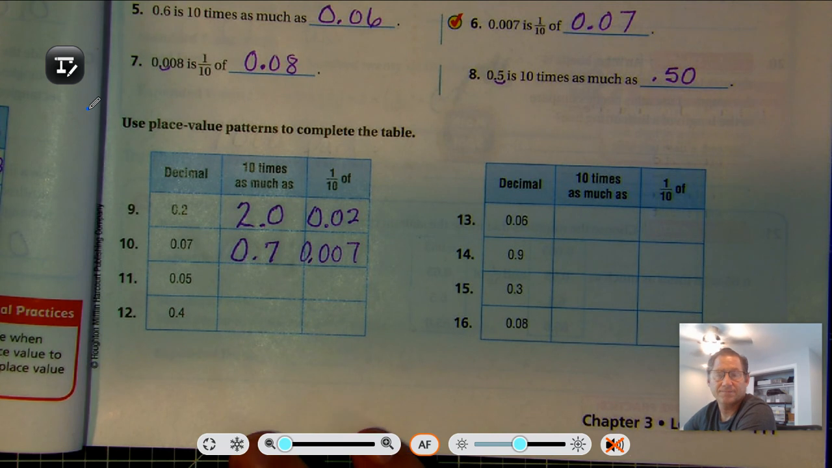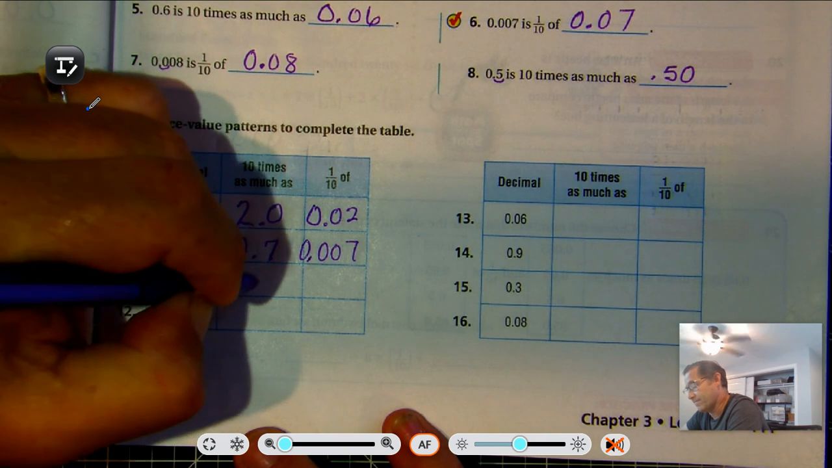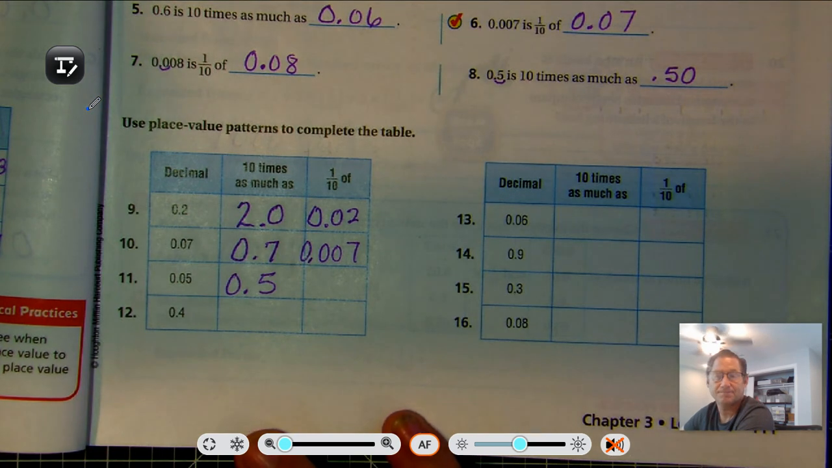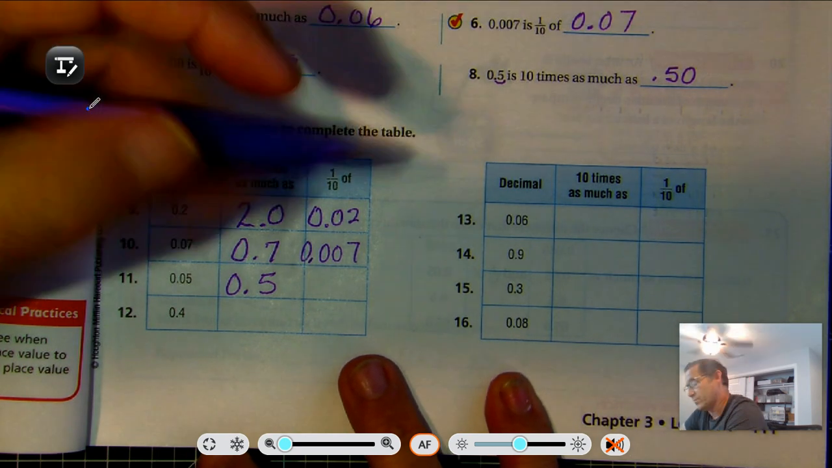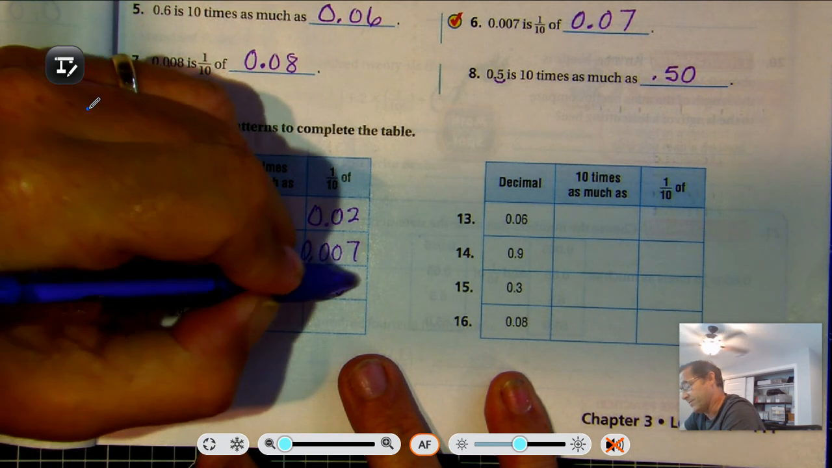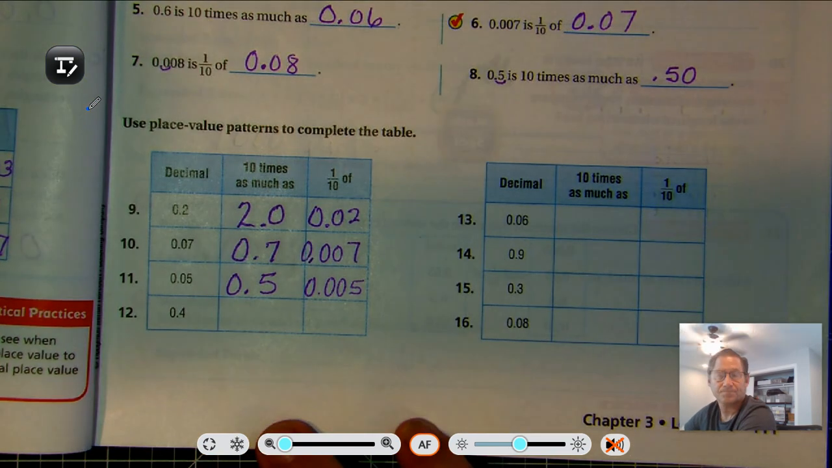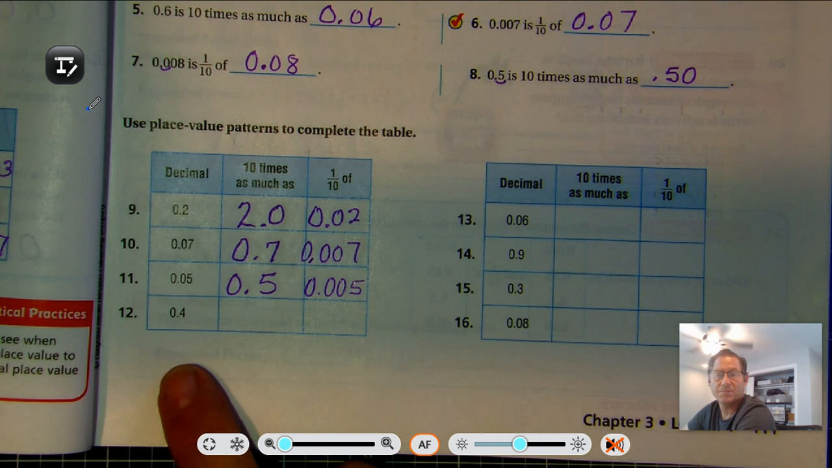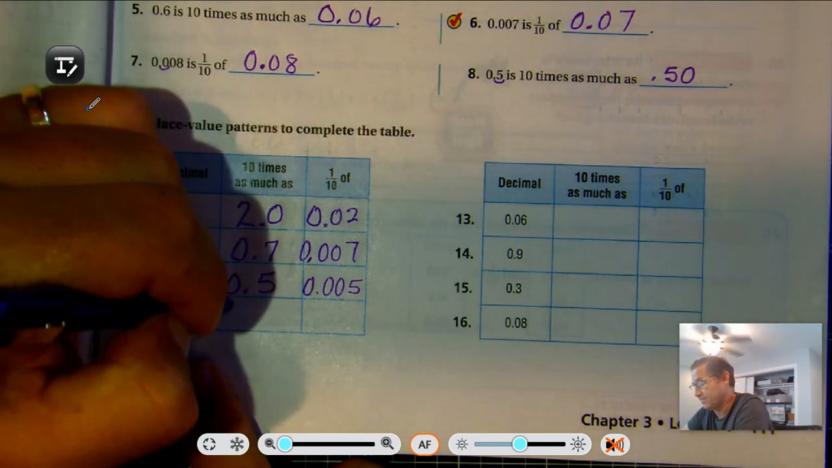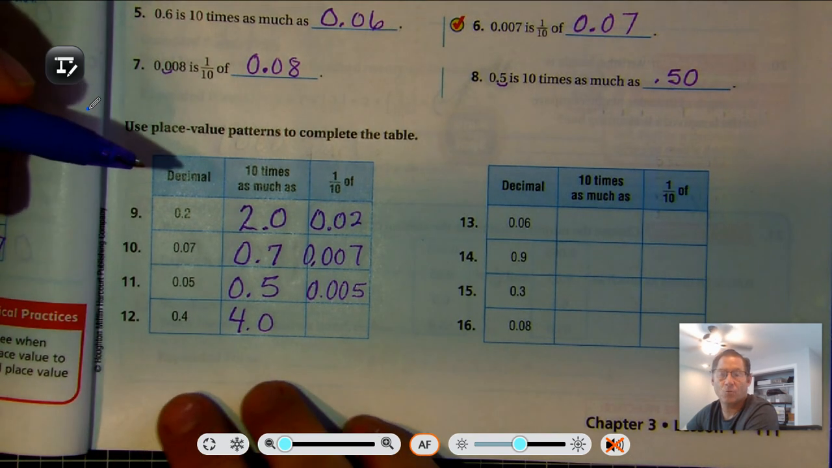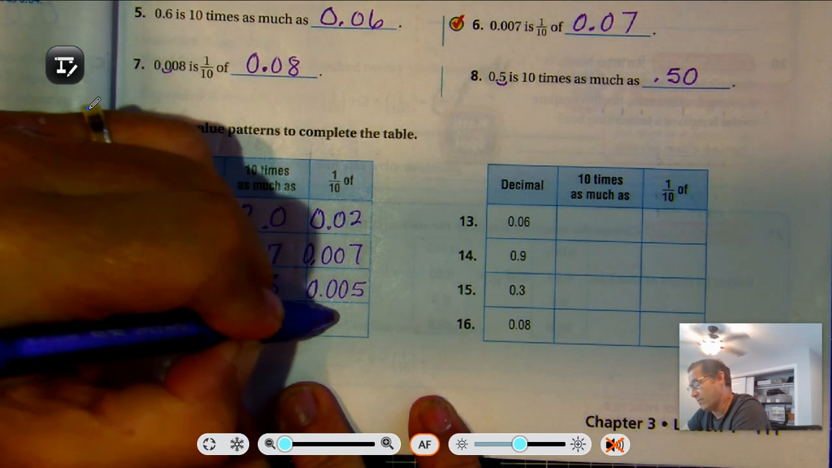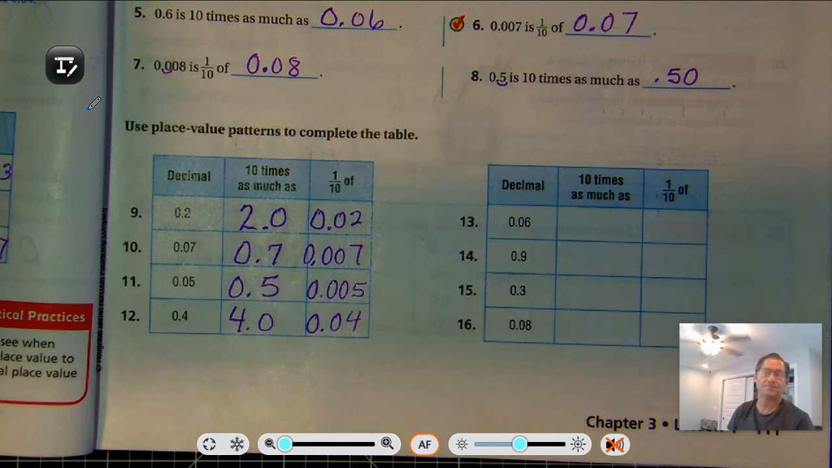5 hundredths, what is 10 times as much as 5 hundredths? 5/10. How much is 1/10 of 5 hundredths? 5 thousandths. What is 10 times as much as 4/10? 4. What is 1/10 as much as 4/10? 4 hundredths.